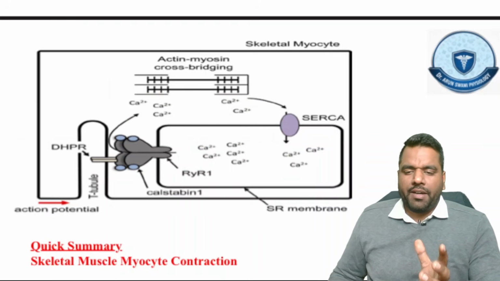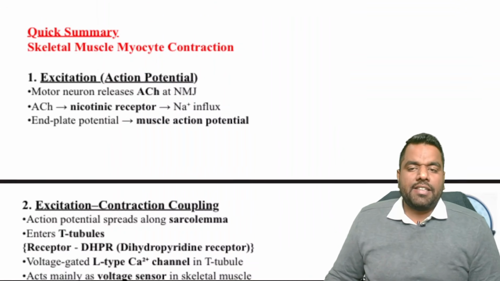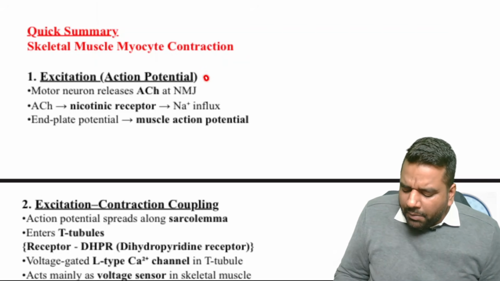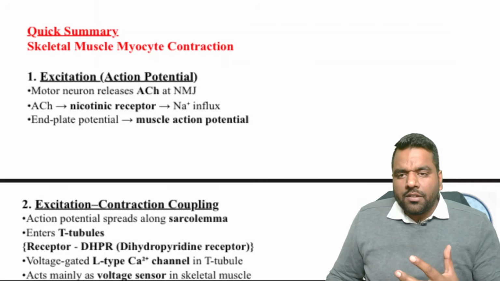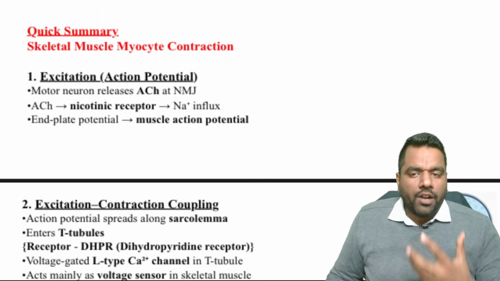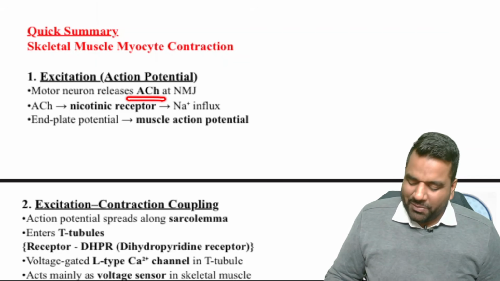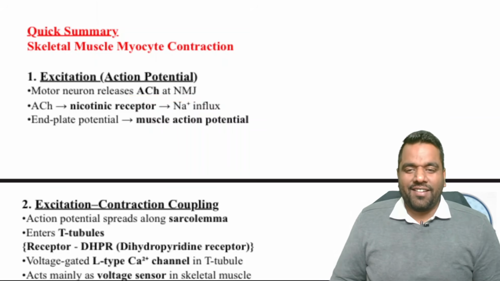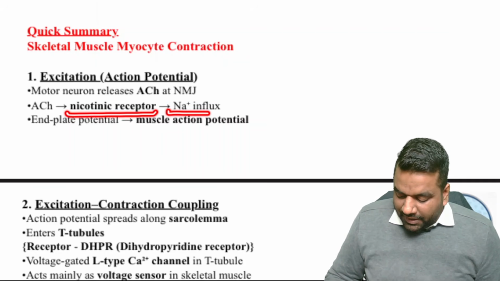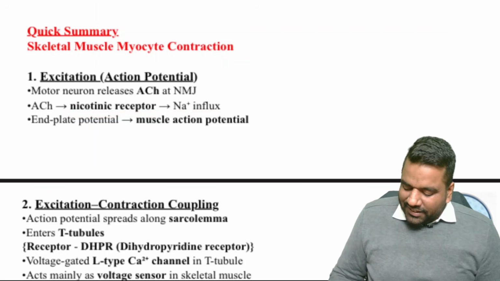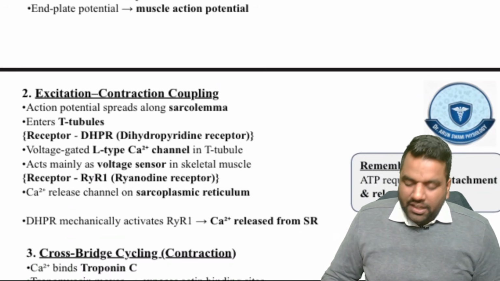So in a quick summary, if you see how the muscle gets contracted, number one, there is an excitation via the action potential, which is simply what we call a current. Then this excitation happens with the help of the nerve, and the nerve releases the neurotransmitter, and the neurotransmitter at the neuromuscular junction is acetylcholine. This acetylcholine acts on a nicotinic receptor on the muscle, which leads to sodium influx, and on the end plate potential the muscle action potential will be generated. This action potential leads to excitation-contraction coupling.